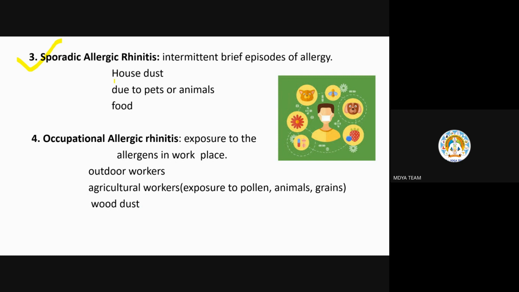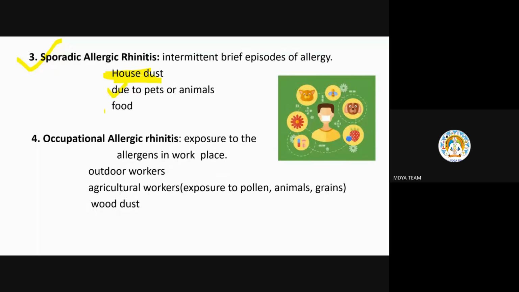So I told you that it could happen with house dust, here also. It could be intermittent or in episodes, and it could also happen due to pet animal dust. Sometimes animal hairs, like dog hairs, or the particles their bodies release, could also make people allergic.